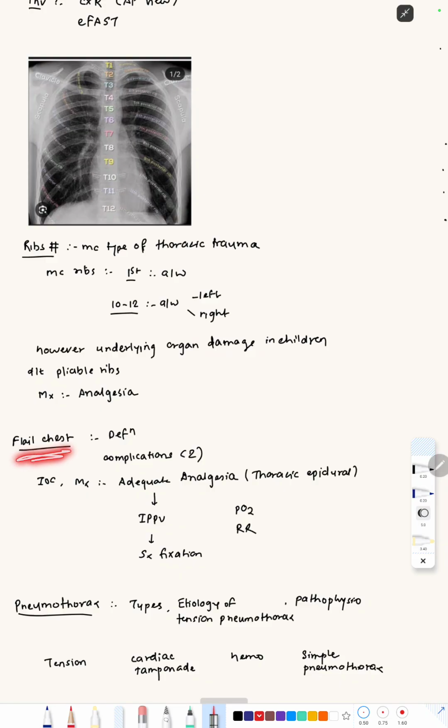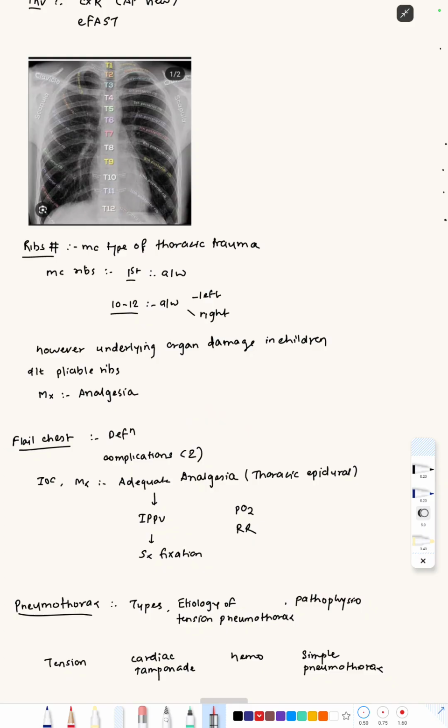Then the flail chest. The definition of flail chest is very important. When more than or equal to 2 consecutive ribs at more than or equal to 2 locations are getting damaged, more than or equal to 2 consecutive ribs at more than or equal to 2 places are getting affected, that is flail chest.